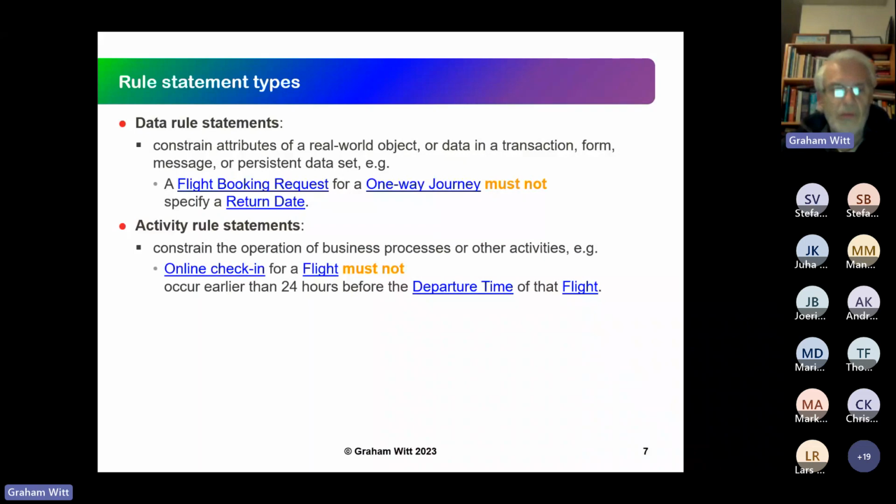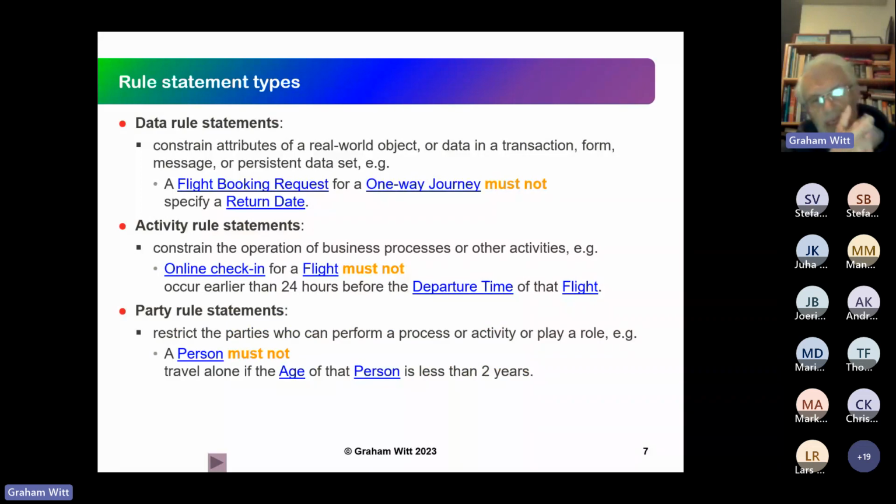Activity rules constrain the operation of processes or activities, and we have broadened it to consider not only actual processes that occur inside a system, but the human activities where there are interactions with the system. So one of the rules in a lot of airlines is that online check-in must not occur earlier than 24 hours before the departure time. And of course, that rule may or may not be true. In fact, I've discovered an airline that allows you to check in 48 hours before. So obviously that statement would then need to be modified.